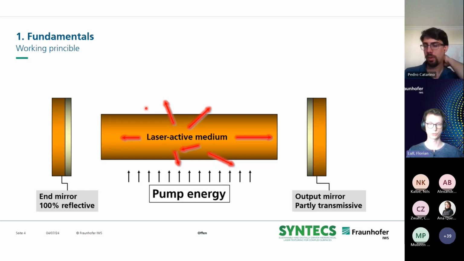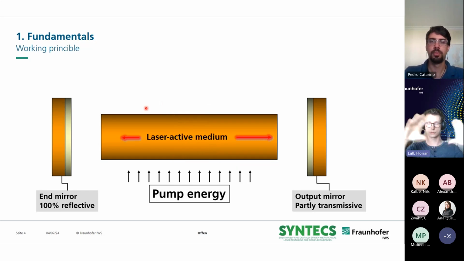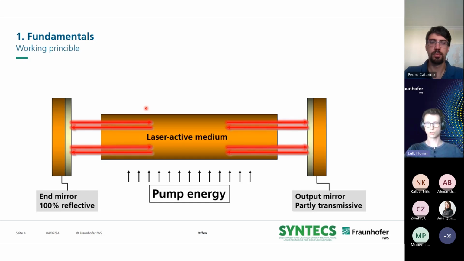What those mirrors do is they shape the optical field, and only those photons which are parallel to the optical axis of the system are reflected at the mirrors and can be reflected back into the laser active medium, where they can generate more photons, in this case by stimulated emission. So the combination of laser active medium, pump energy, and two mirrors forms the basic principle of a laser. We get laser radiation inside of the resonator, and a part of this laser radiation is then transmitted through the output mirror, and this is the beam we can use for material processing.